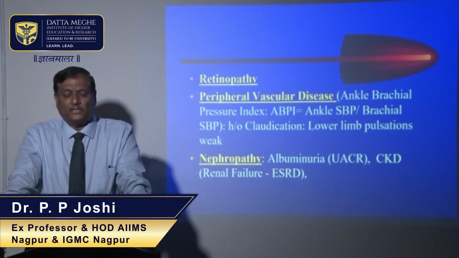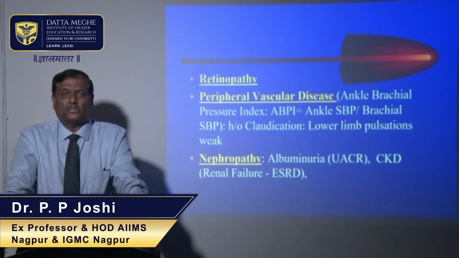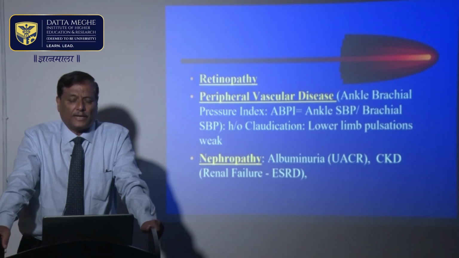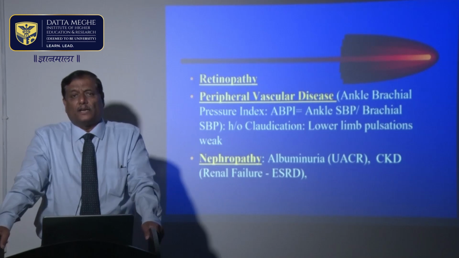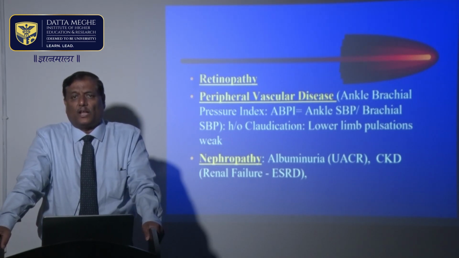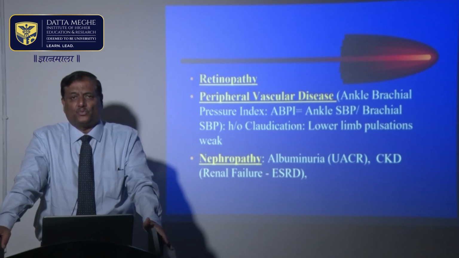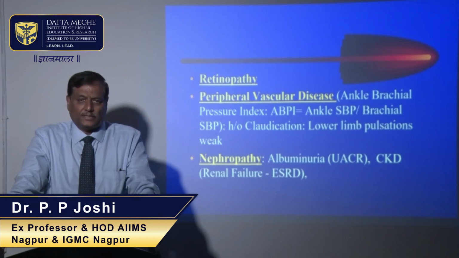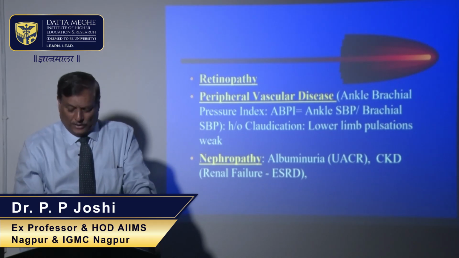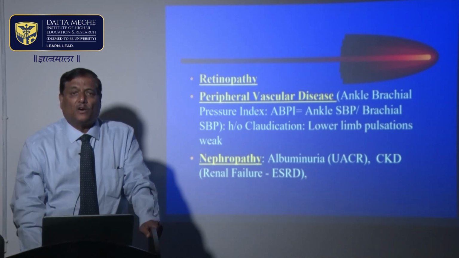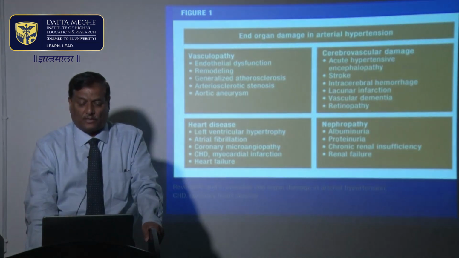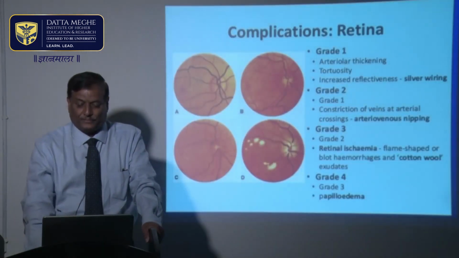Hypertension in the long run can lead to nephropathy. Initially, it can cause albuminuria, and we have to do what is known as the urinary albumin creatinine ratio, and subsequently it can lead to various stages of chronic kidney disease, stage 1, stage 2, stage 3, stage 4, stage 5, and ultimately would lead to end stage renal disease, and these patients may require hemodialysis or renal replacement therapy or renal transplantation. Again, the same slide emphasizes all the target organ damage or end organ damage seen with hypertension.